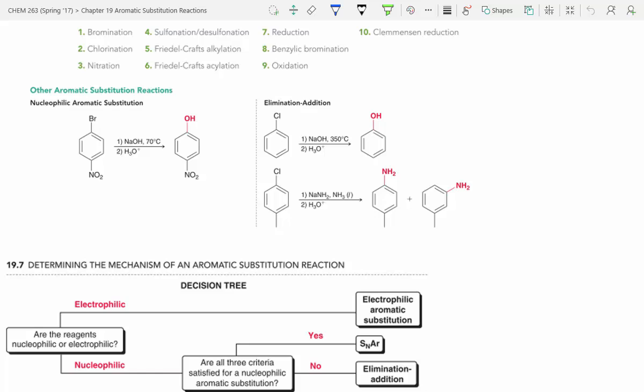And then with elimination addition, you can see with sodium hydroxide, it requires temperatures of 350 degrees Celsius. Honestly, I've never met a chemist that's actually done that reaction. It's just not very practical. So usually you use sodium amide, but it results in this mixture of stereochemistry on there.